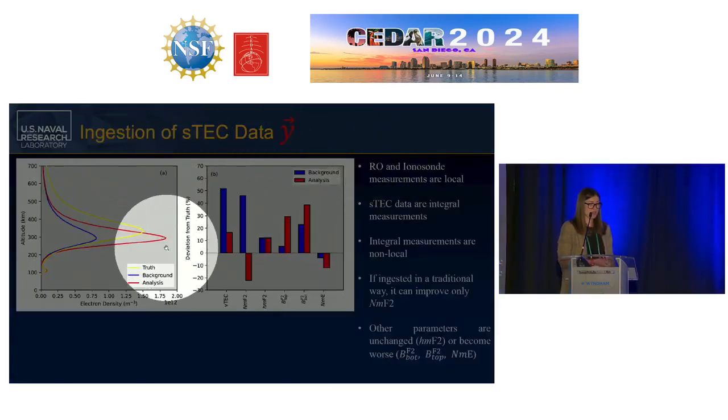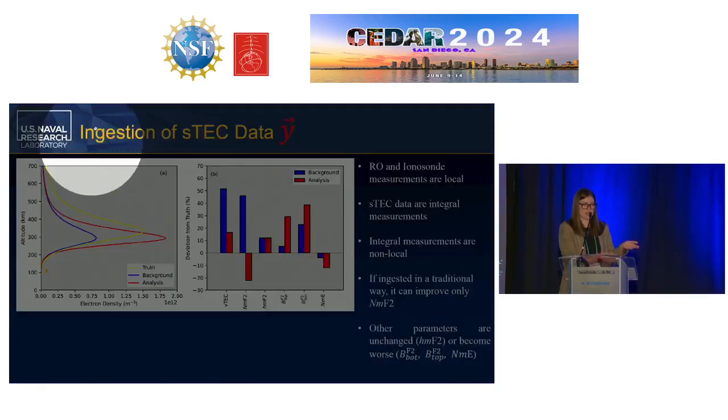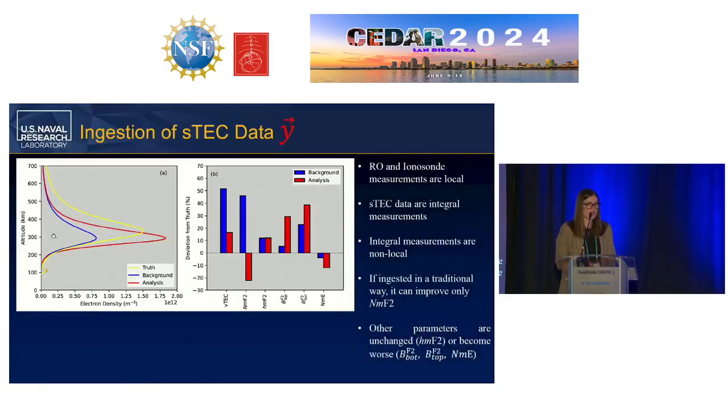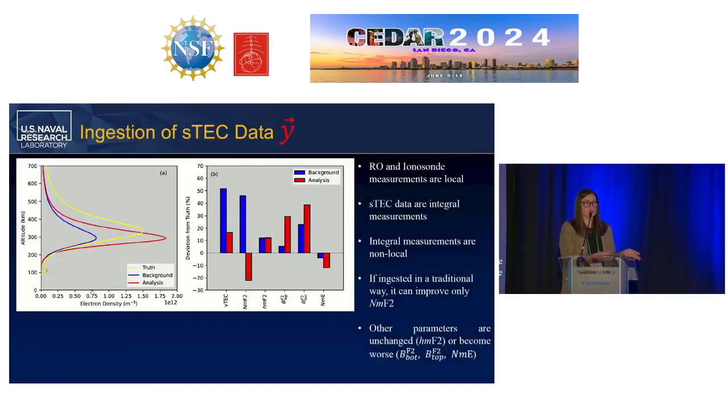Let me demonstrate with one simple example how important this is for data assimilation. Let's say we start with the known truth. It's just one vertical electron density profile shown in yellow. We calculate our vertical TEC, the integral through this profile, and we call it data. Then we ingest this one data point into this blue profile, which we say is the background, and the analysis, or the result of data assimilation, is shown with the red profile.